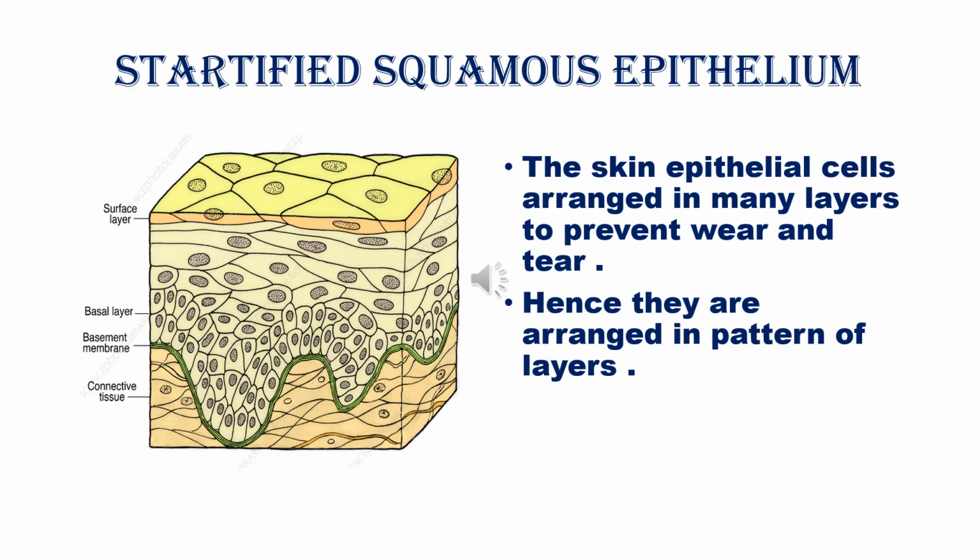Stratified squamous epithelial cells. This is the second type. The skin cells are arranged in many layers to prevent wear and tear. That means it protects the skin from damage. Hence they are arranged in the pattern of layers as we see in this picture.